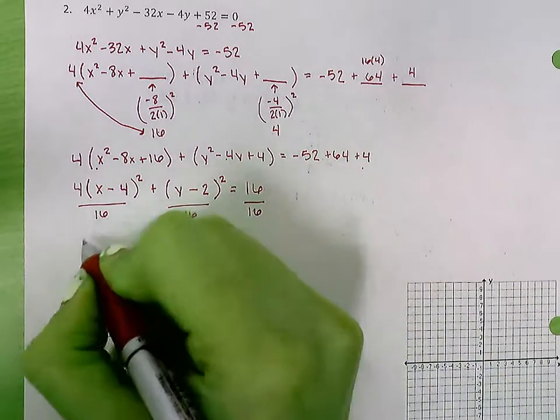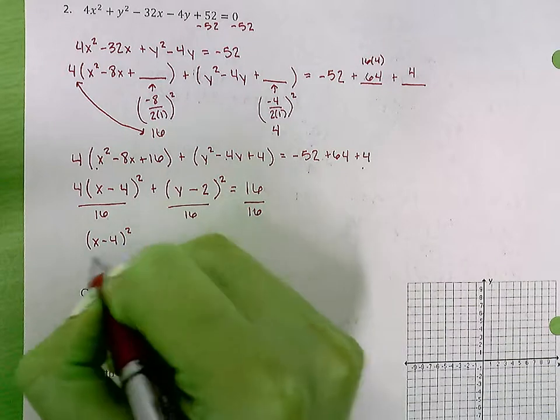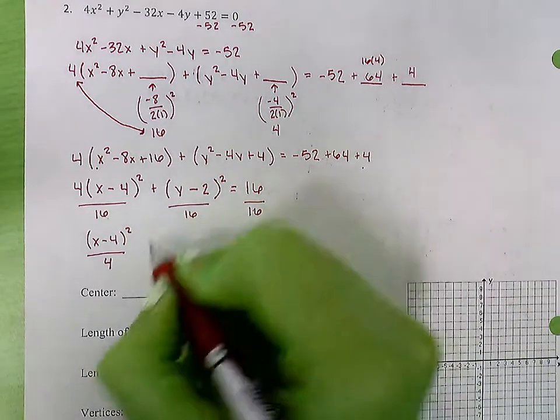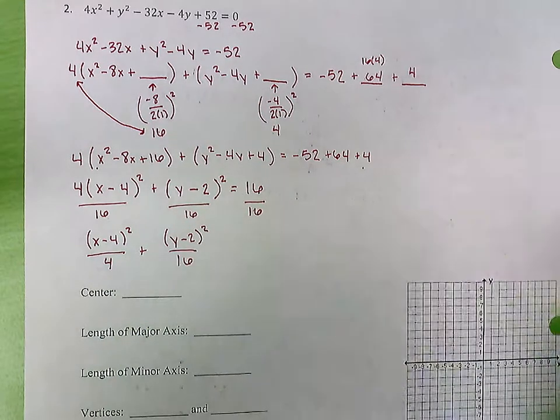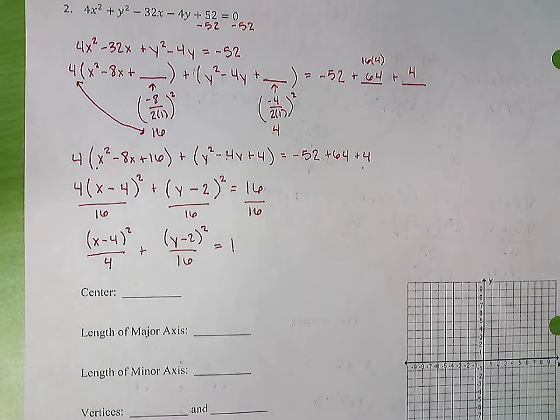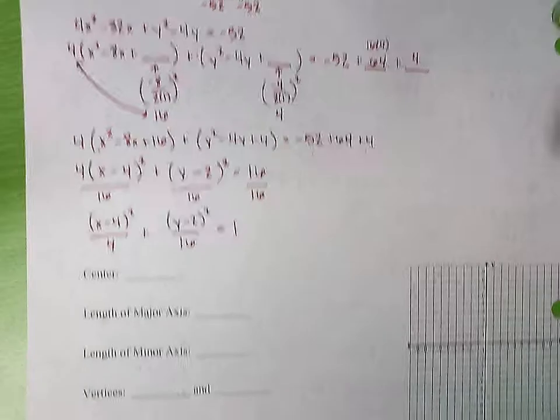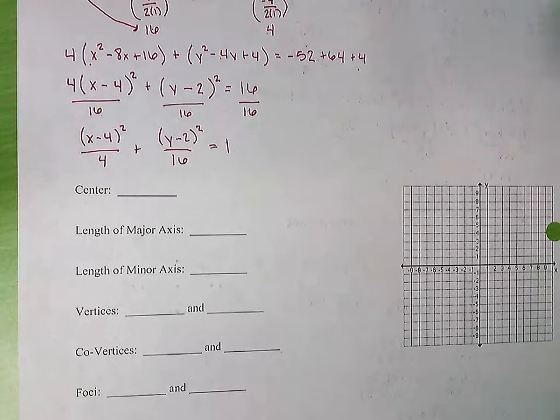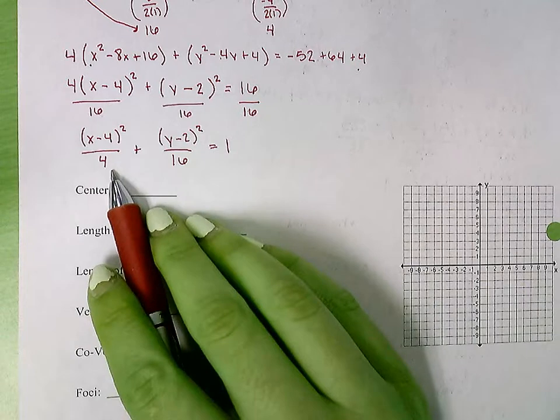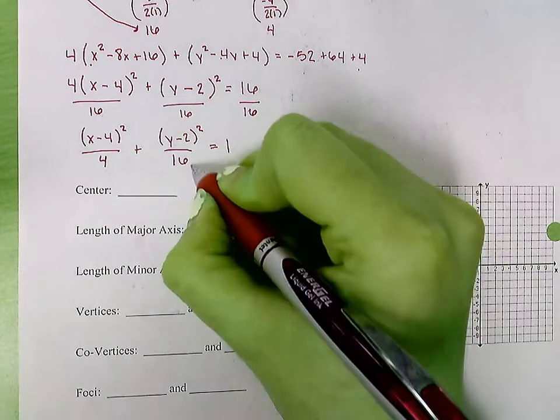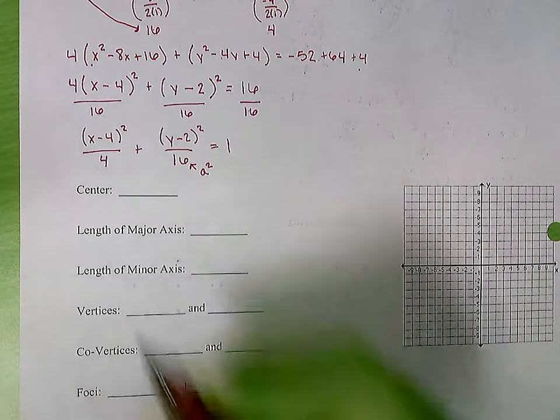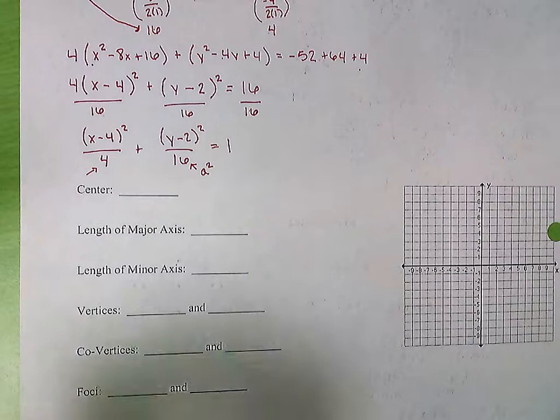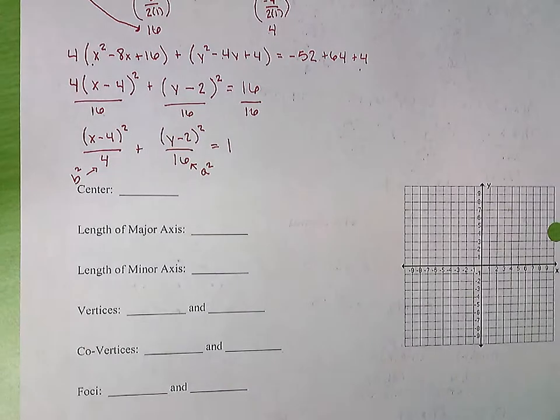Reduce your fraction here. So we have x minus 4 squared over 4 plus y minus 2 squared over 16. And it should equal 1. Okay, next I want to see which one of these denominators is my bigger number. So 16 is your greater number, so that is your a squared value. That makes 4 your b squared value.